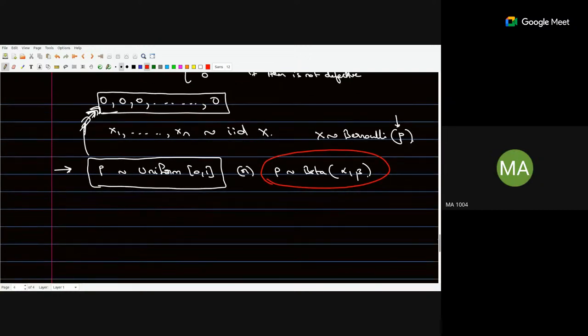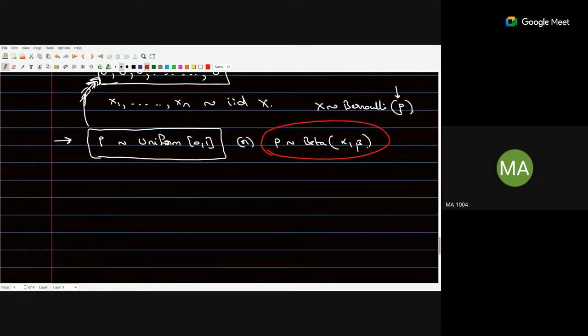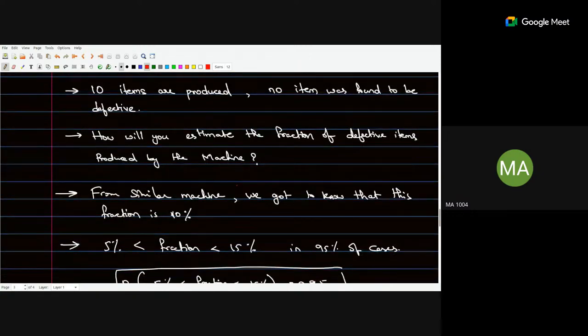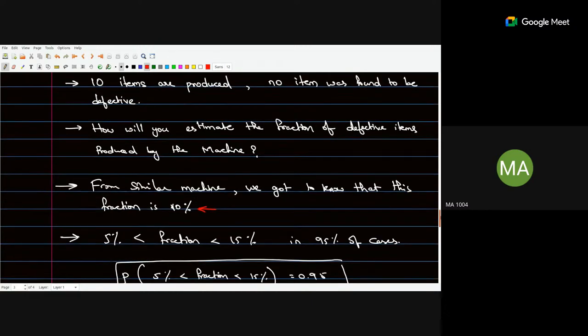But where should I start? What should be my alpha and what should be my beta? For this, we will use the information we have for the other machines. For similar machines, we know that the fraction is 10%. So that means the expectation of this particular P is 0.1. That's what we will come to.